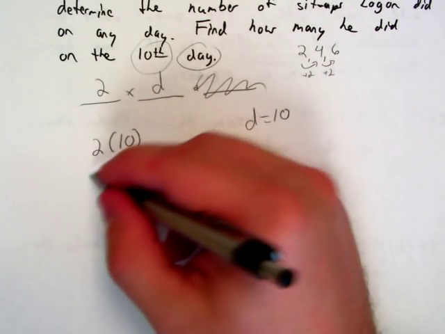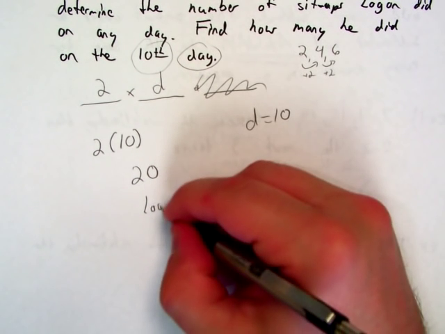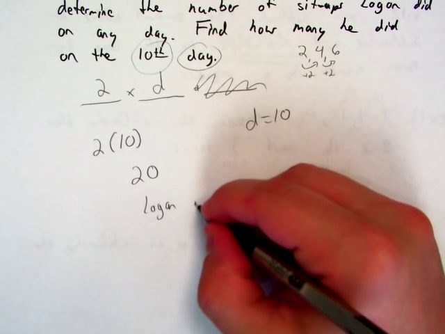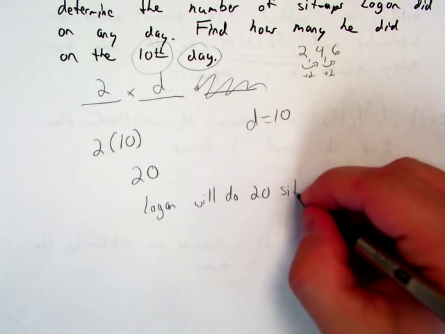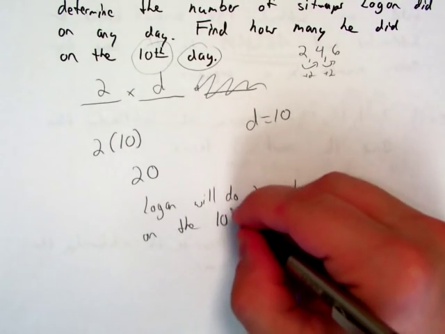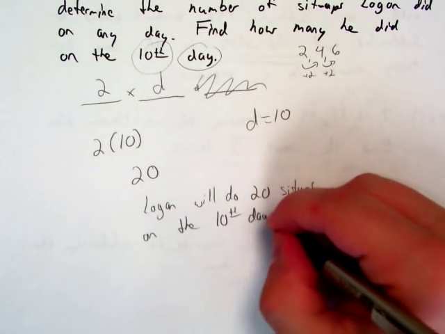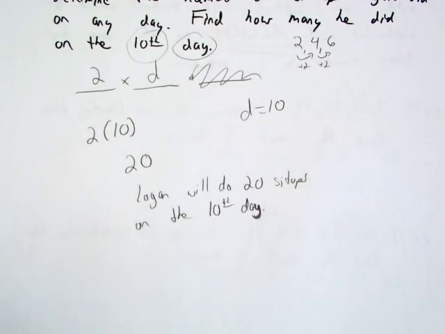If we do that, 2 times 10 is 20, which means that Logan will do 20 sit-ups on the 10th day. And that's the end of lesson 2. If you have any questions, please let me know.